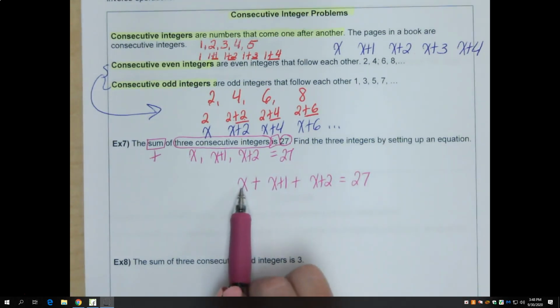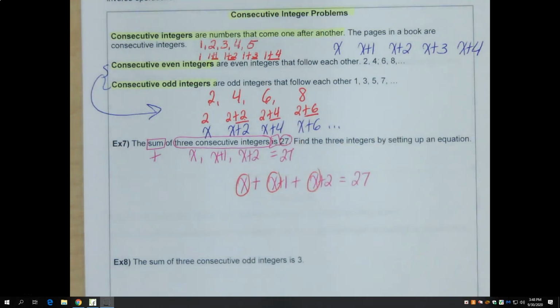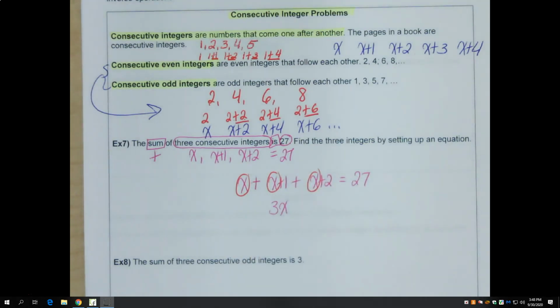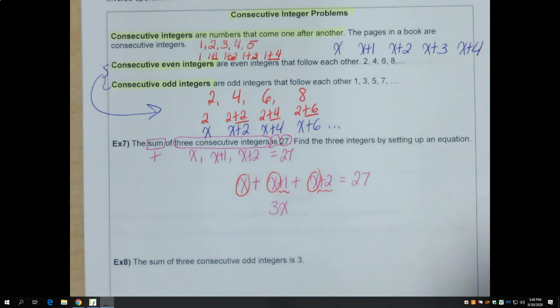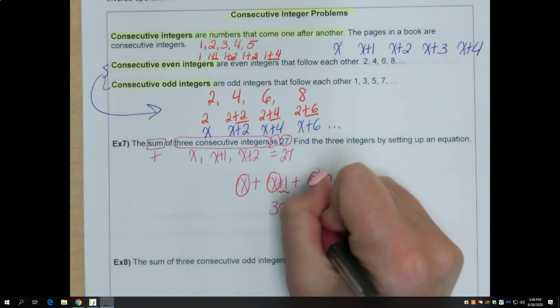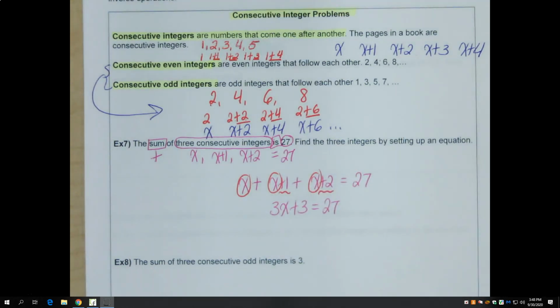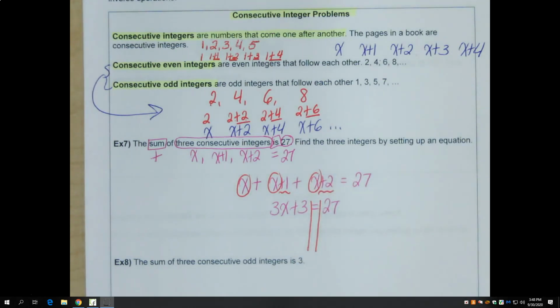So here we go. We have 1, 2, 3 x's. So I have a 3x. I'm going to go back. I have a positive 1 and a positive 2. 1 plus 2 is 3. And again, that's going to equal 27. I'm going to drop my train tracks, and I'm just going to start solving through.